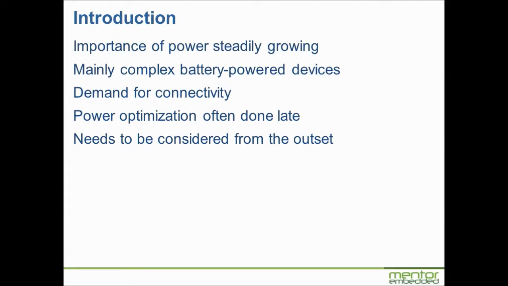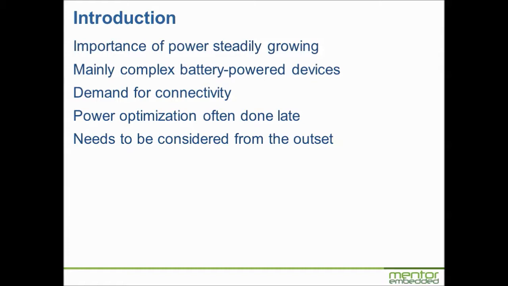The importance of power is growing quite steadily, mainly for complex battery-powered devices, although for environmental reasons, we obviously want to reduce power consumption of everything. So the issues apply all over the place. If I was talking to you 5 years ago, I would have said that around 50% of embedded systems are connected in some way, networked in some way. Now I would say it's more like 75–80% of embedded systems, and connectivity is expensive on power. As soon as you have Wi-Fi or cellular connectivity, you're consuming considerably more power.